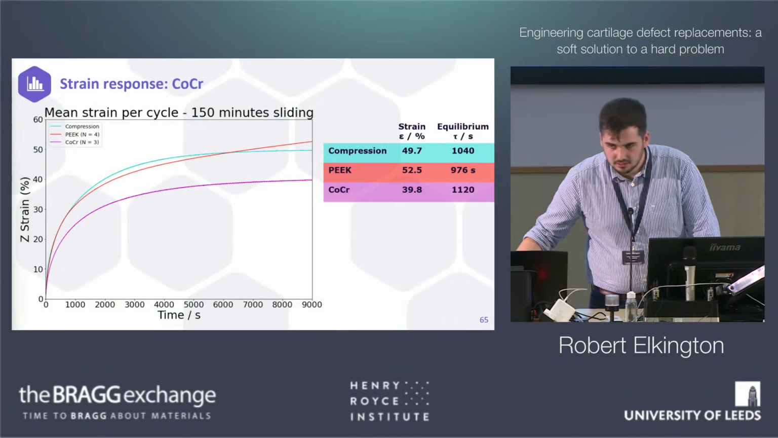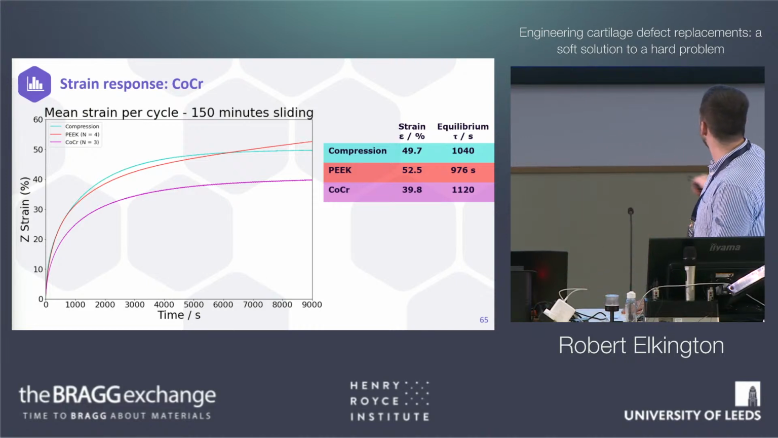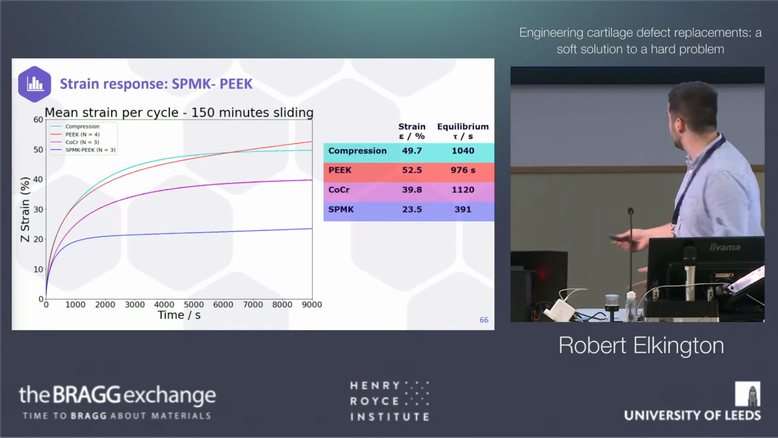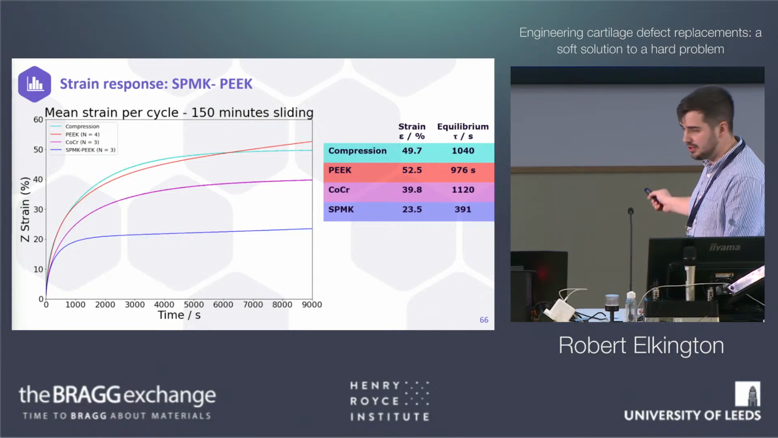Cobalt chrome, again, is a slightly better material for this because it is slightly more wettable. Same profile of behavior, quite high strain again, 40%, and a similar time constant to reach some kind of strain equilibrium. And then our SPMK material, well, that's really quite interesting, because what we're able to do there is reach this plateau much quicker. It really reaches equilibrium much quicker, probably almost 2/5 of the time of the other samples, but also at a much lower strain.